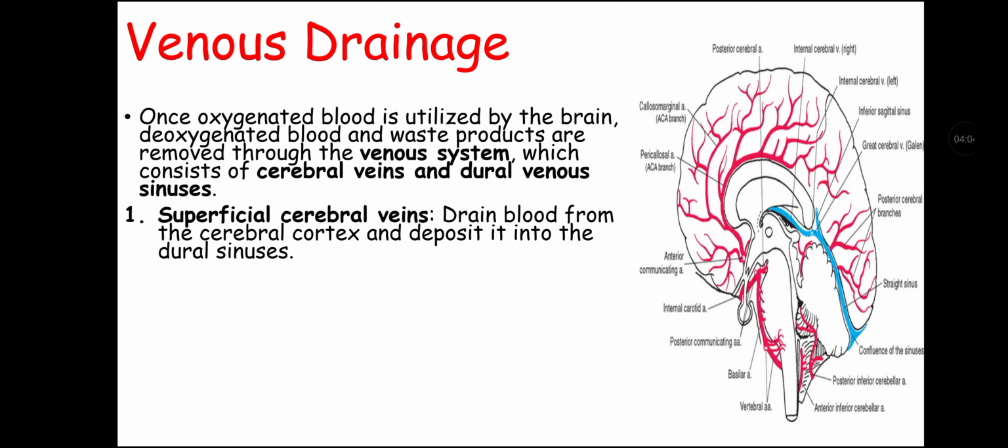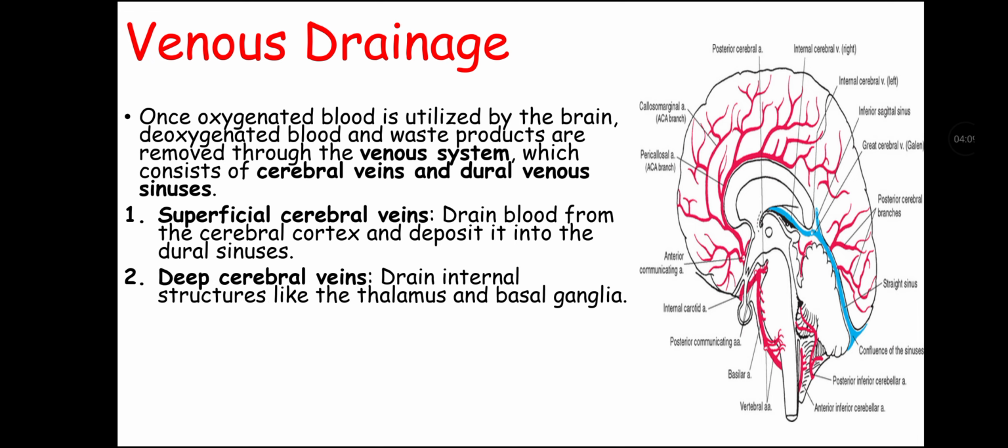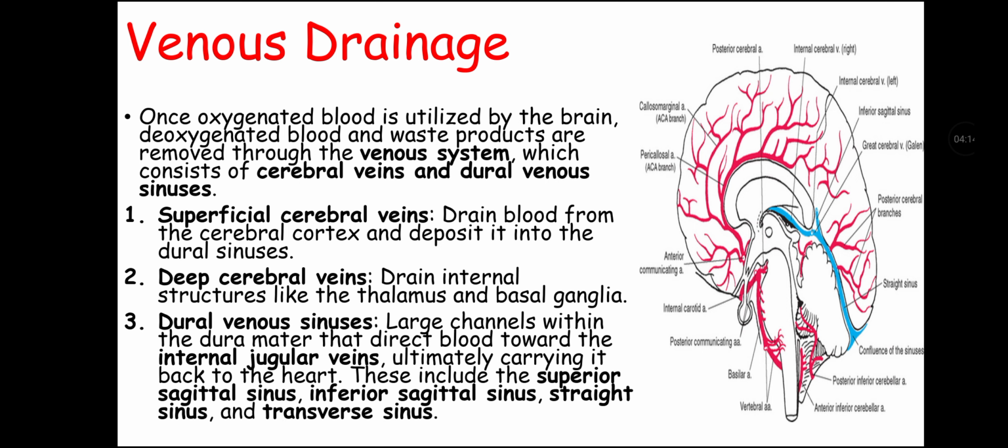These include superficial cerebral veins that drain blood from the cerebral cortex and deposit it into the dural sinuses, deep cerebral veins that drain internal structures like the thalamus and basal ganglia, and then we have dural venous sinuses that are large channels within the dura mater that direct blood toward the internal jugular vein, ultimately carrying it back to the heart. These include the superior sagittal sinus, inferior sagittal sinus, straight sinus, and transverse sinus. There are many other sinuses, but these are the major sinuses that make up the dural venous sinuses.